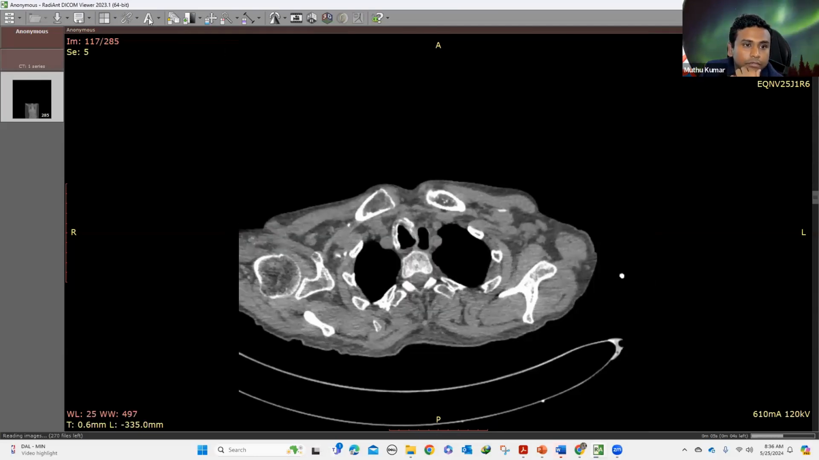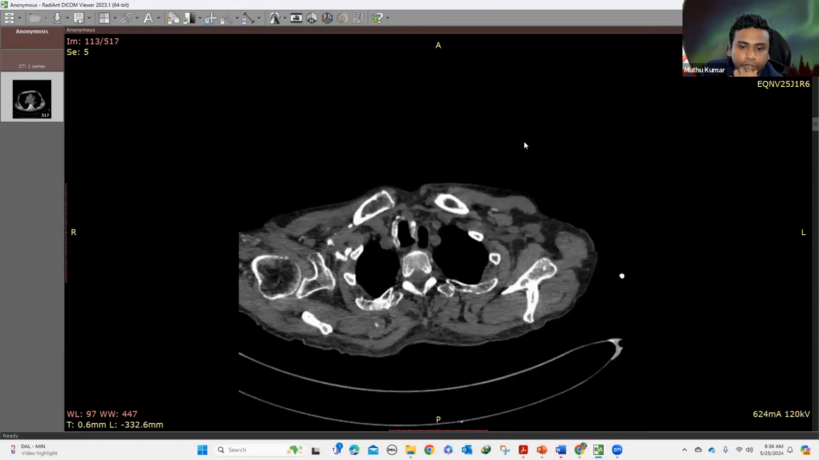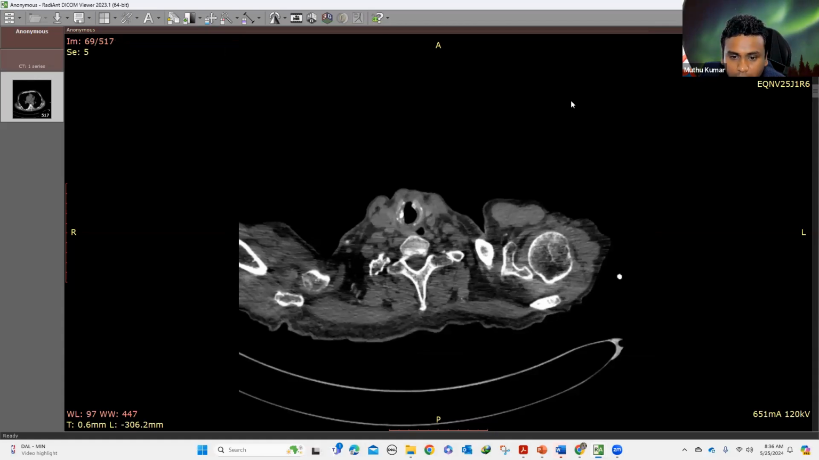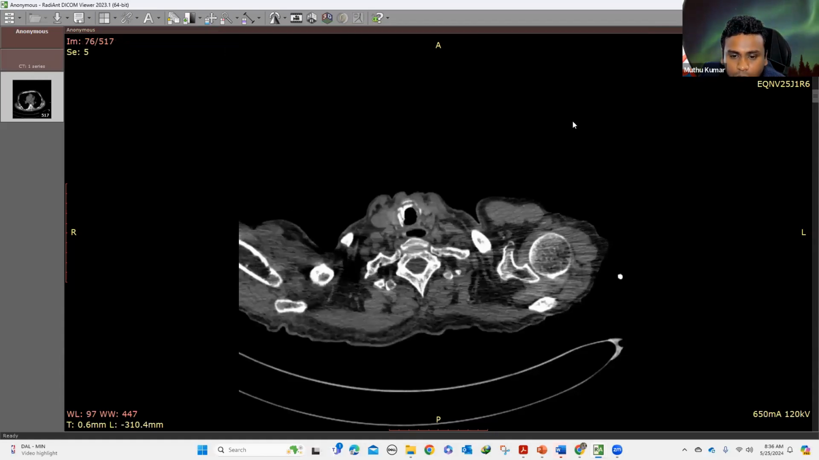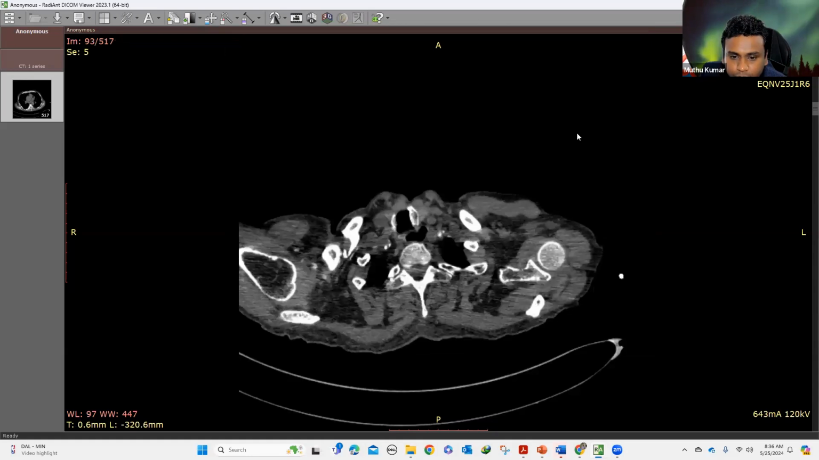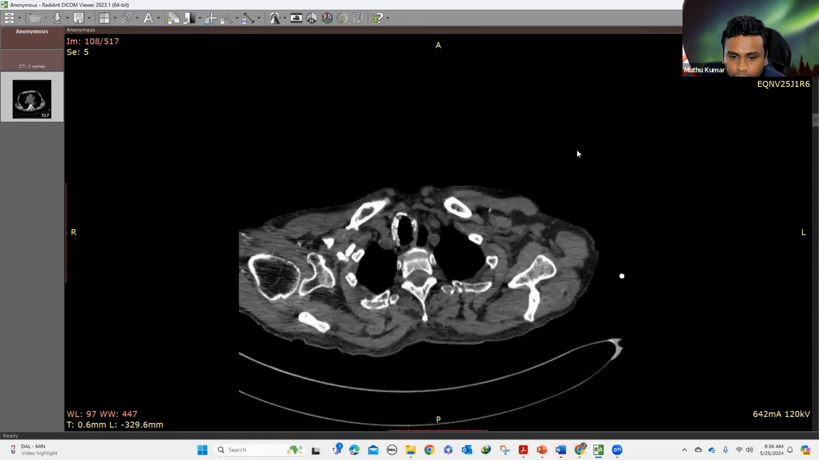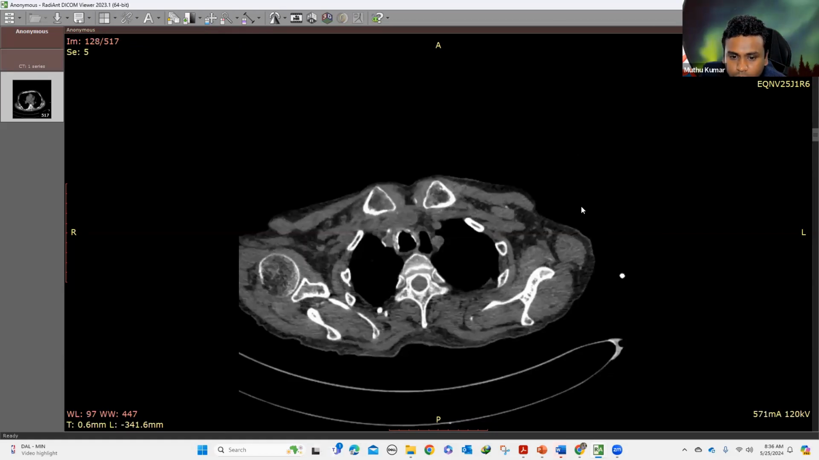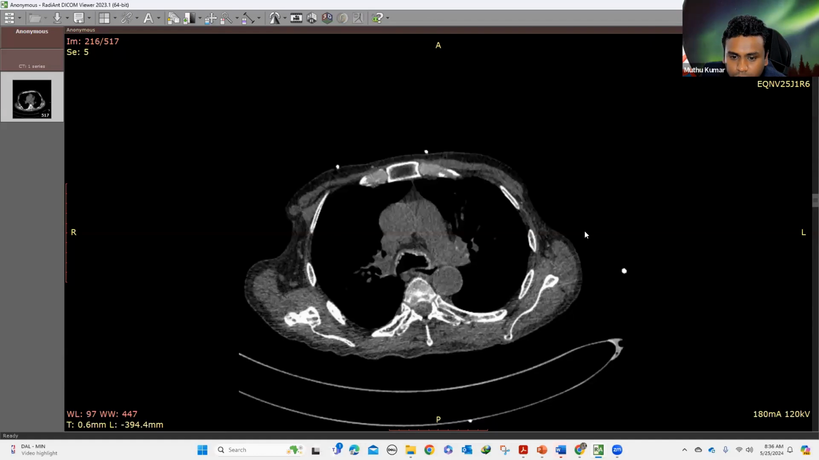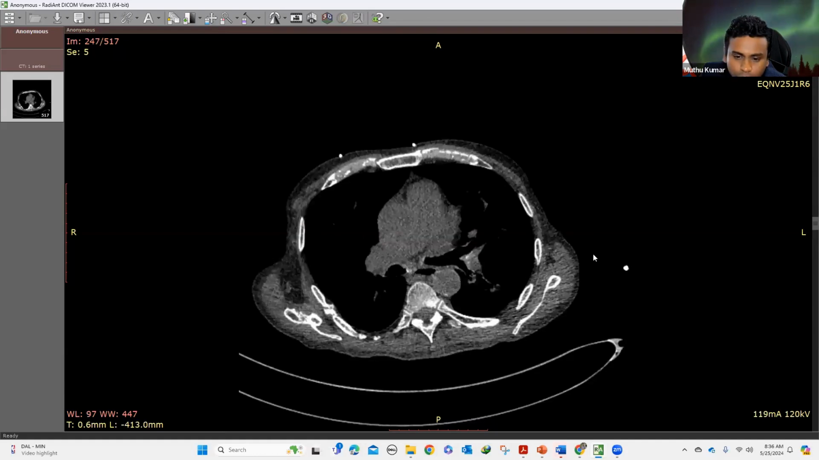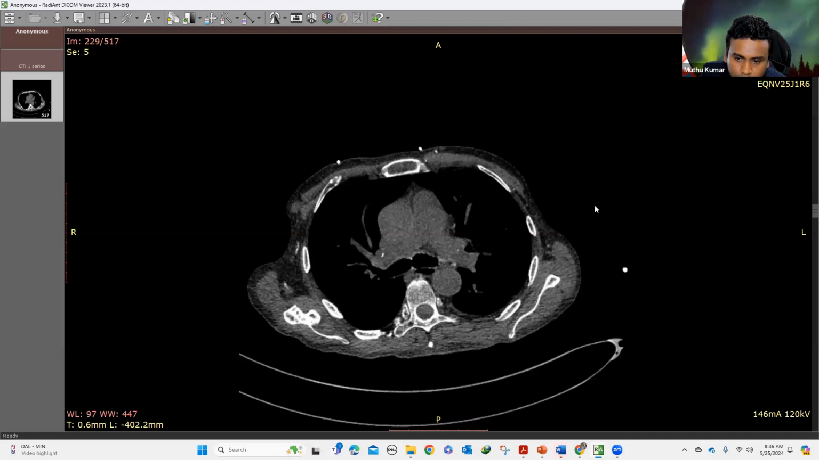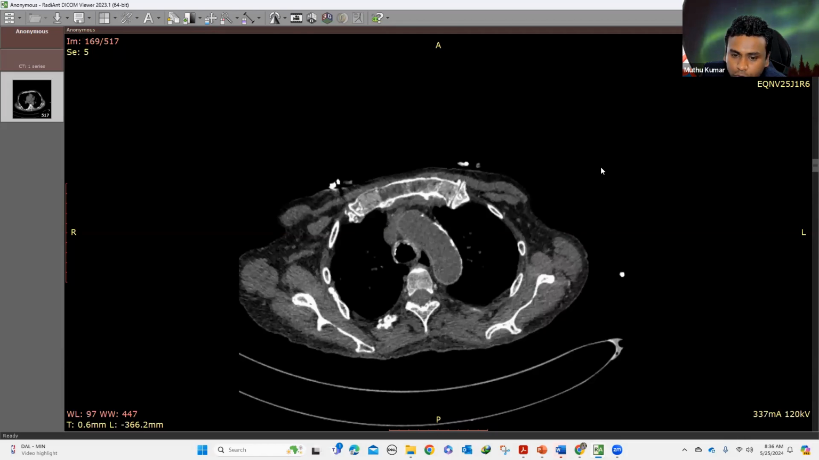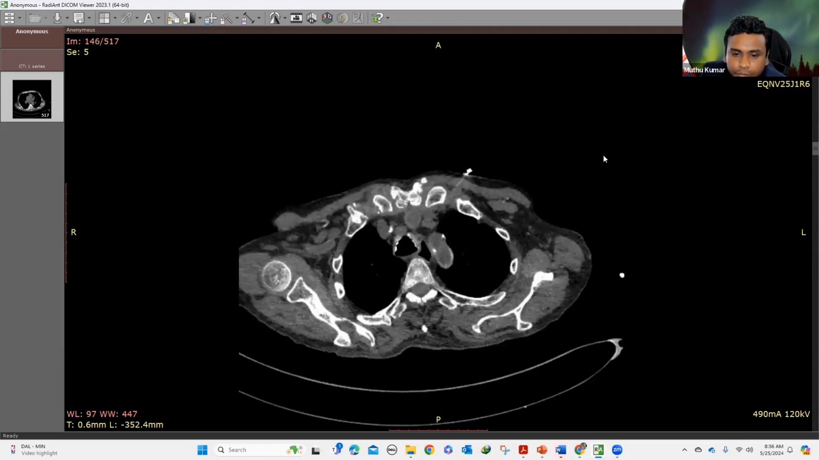So this finding is here. I can tell you the finding is seen on the mediastinal window. I'm going to scroll through. Good thought. Polychondritis is a very good differential.